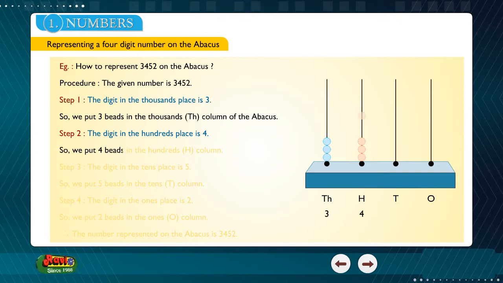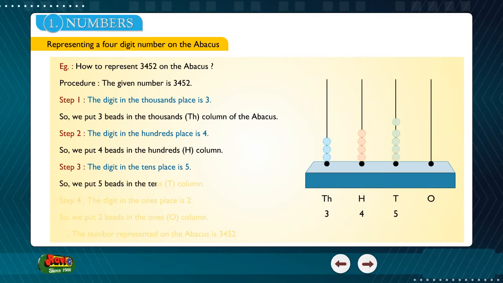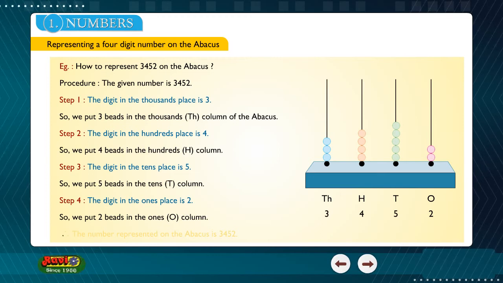So, we put 4 beads in the hundreds column. Step 3. The digit in the tens place is 5. So, we put 5 beads in the tens column. Step 4. The digit in the ones place is 2. So, we put 2 beads in the ones column. Therefore, the number represented on the abacus is 3452.